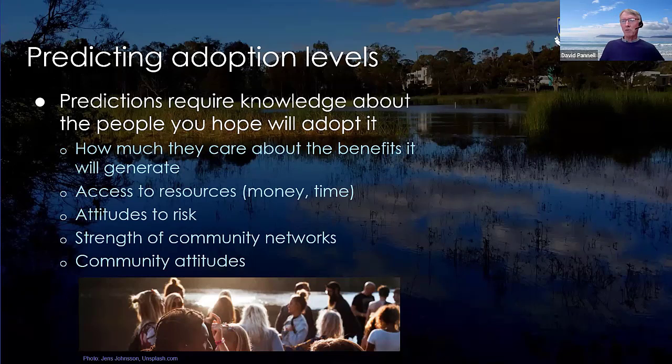So I get quite frustrated with a lot of the literature on behaviour that ignores the technology and focuses primarily on the people. But the people are important, don't get me wrong, and so you need to have knowledge about how much they care about the benefits that will be generated, if they have access to the resources required to adopt the behaviour, what their attitudes to risk are, their strength of community networks that might help them in adopting the behaviour change, and the community attitudes towards this practice, which might influence them.